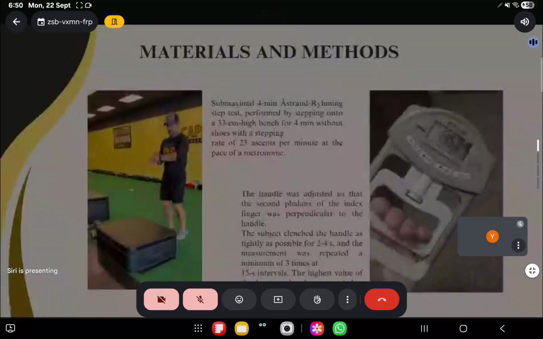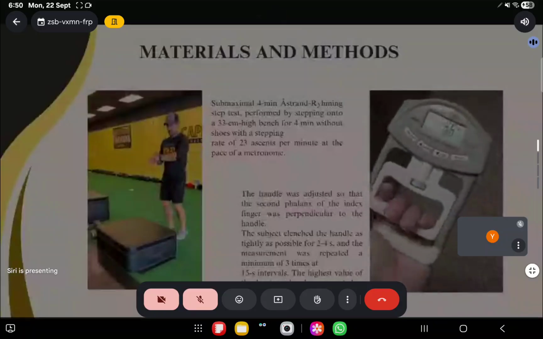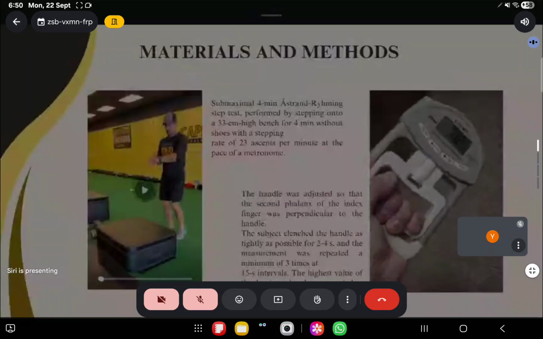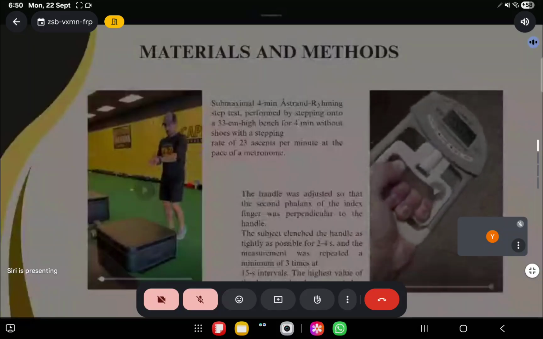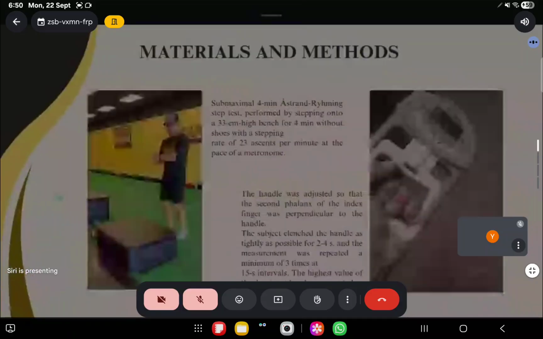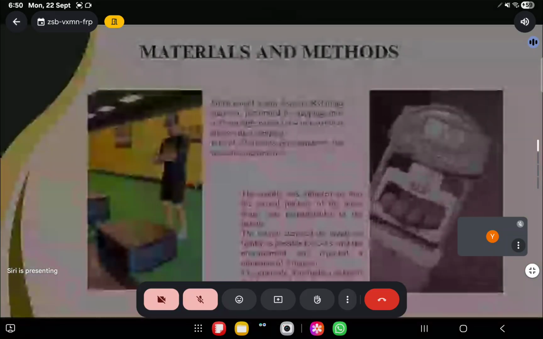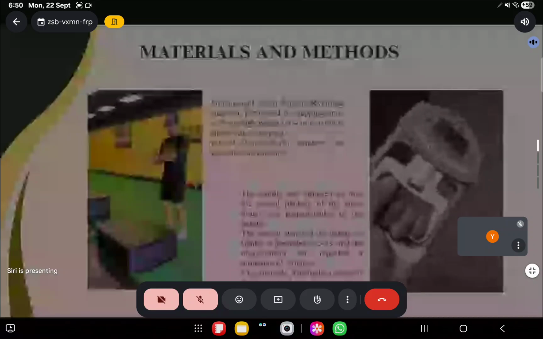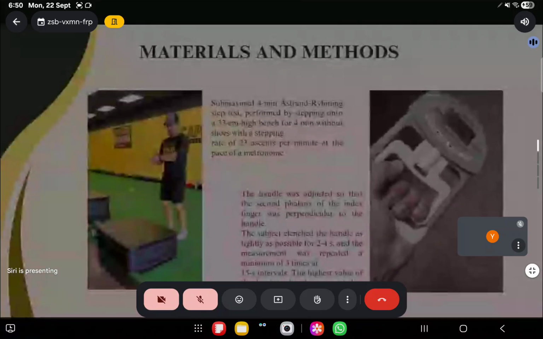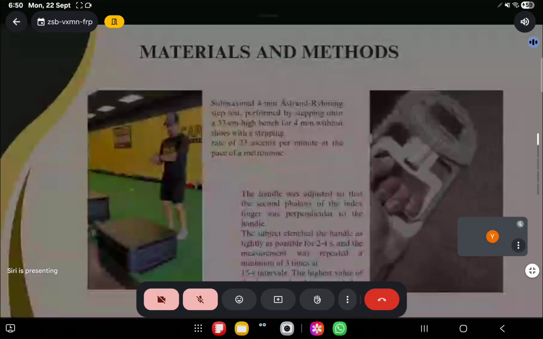This slide shows, on the left side, a submaximal 4-minute Astrand-Rhyming step test where the participant was asked to step onto a 33 centimeters high bench for 4 minutes at the rate of 23 ascents per minute. On the right side, we see a dynamometer where the subject was asked to clench the handle as tightly as possible for 2 to 4 seconds. This measurement was taken 3 times at 15-second intervals, and the highest value was recorded as the result.